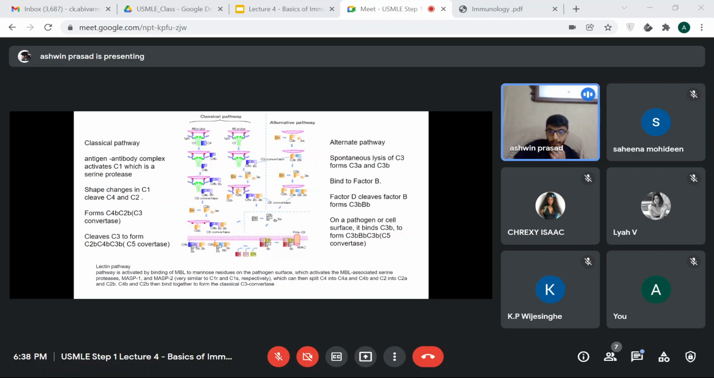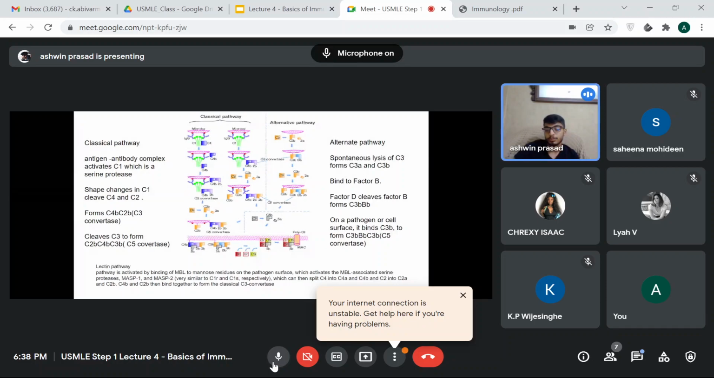Then we have something called factor D and factor B. This is where the specificity comes in this pathway. Factor D, okay.